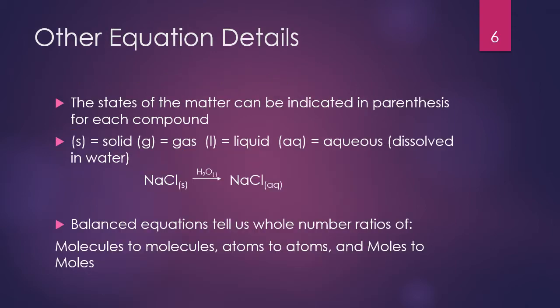All right, so some other equation details before we look at the next topic. We discussed this previously, the small letters present after each element or compound indicate the phase. So we have solid, gas, liquid, and then aqueous. In the example down here, sodium chloride, being table salt, is a solid, right? I said water is a liquid at room temperature. So if we take solid table salt and put it in water, what happens? It dissolves. And when it dissolves, we have now made an aqueous solution because it is a mixture of solid sodium chloride that has been dissolved in water.